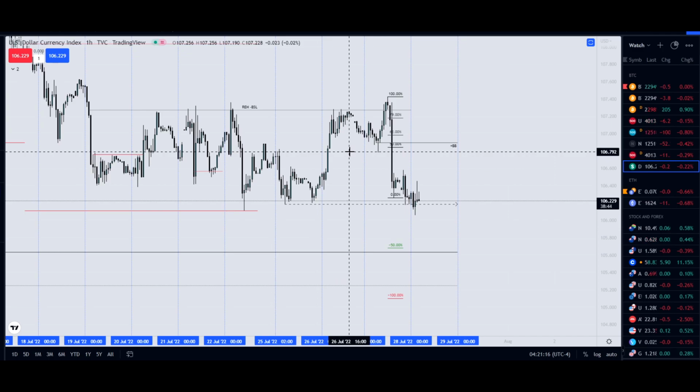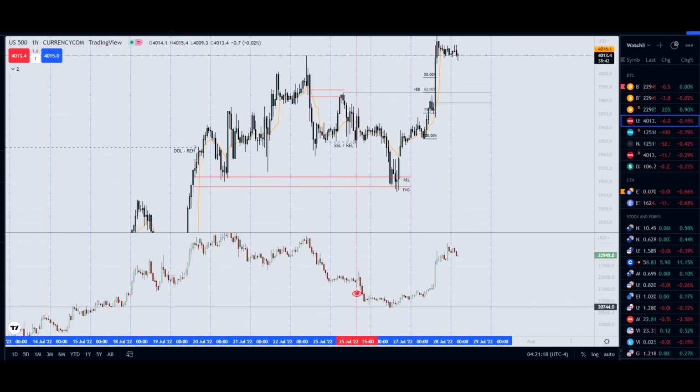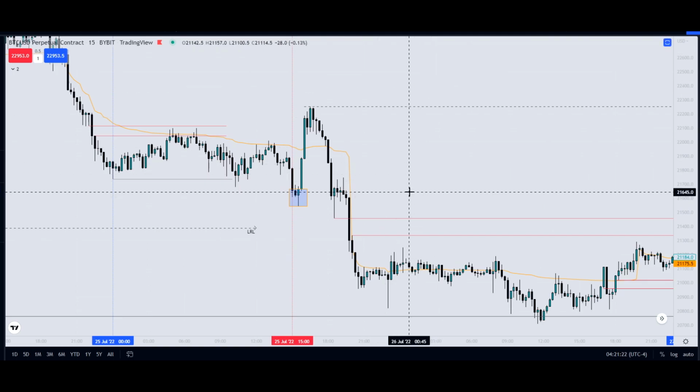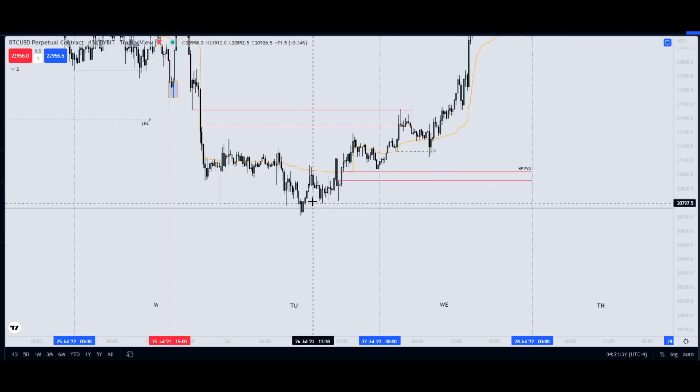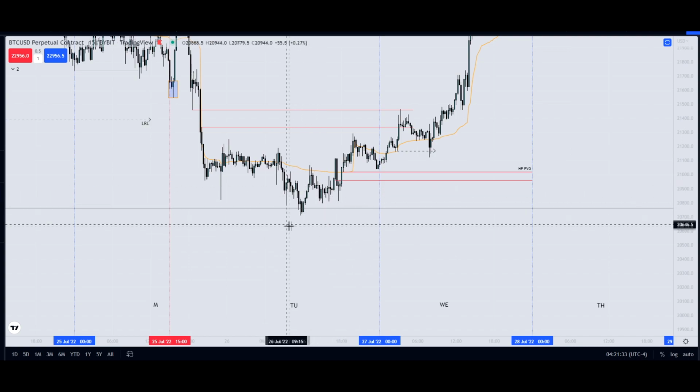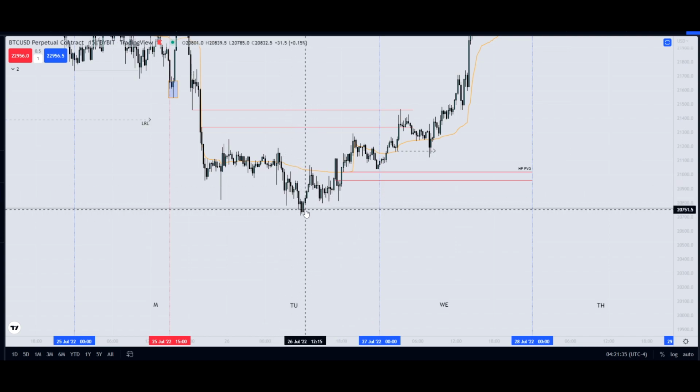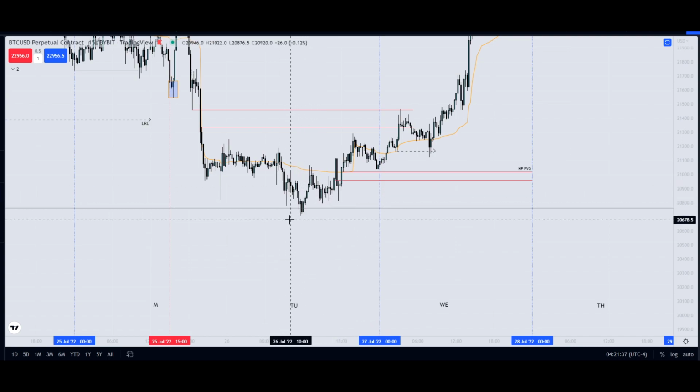So that's how you can use the S&P, and that's how you can use information coming out of the dollar to give you confidence that these lows and these levels that you're marking out are going to hold or have high probability of holding.